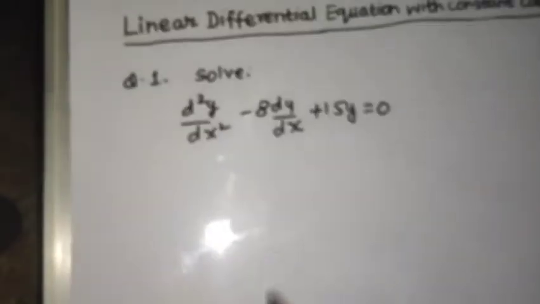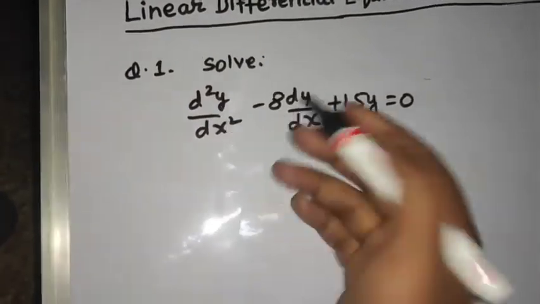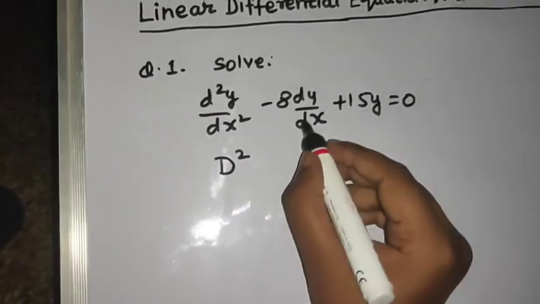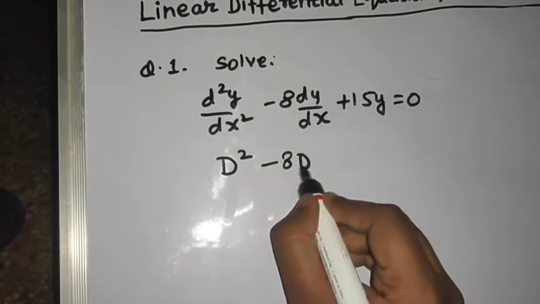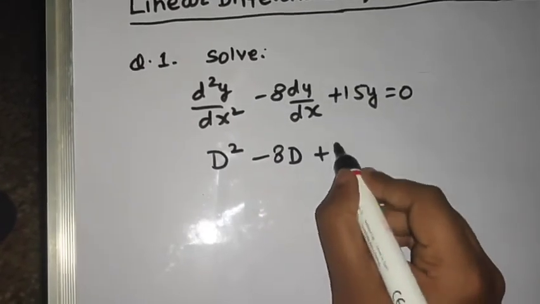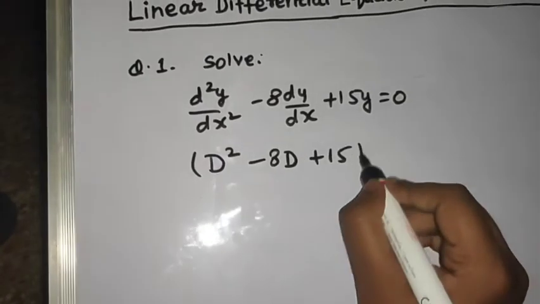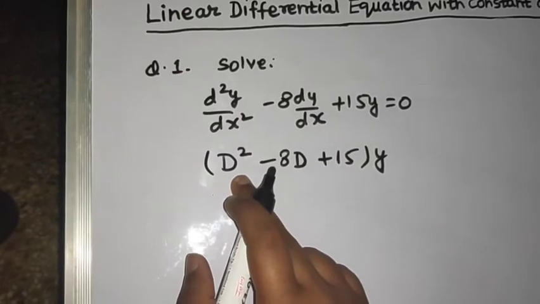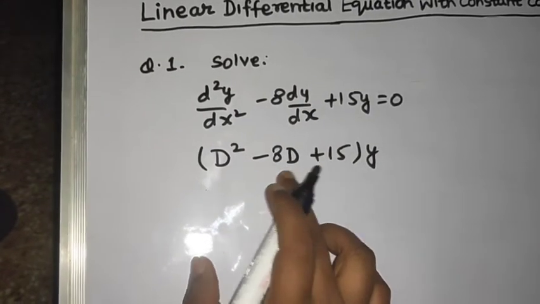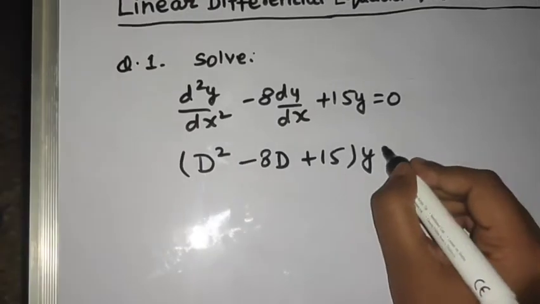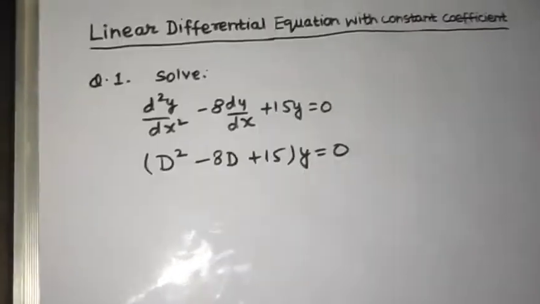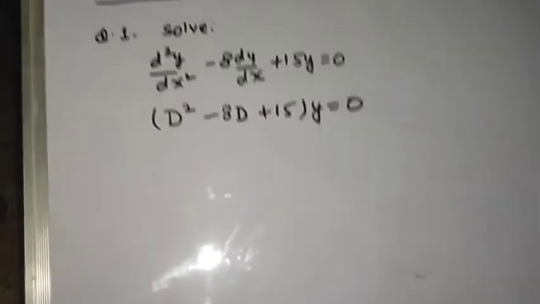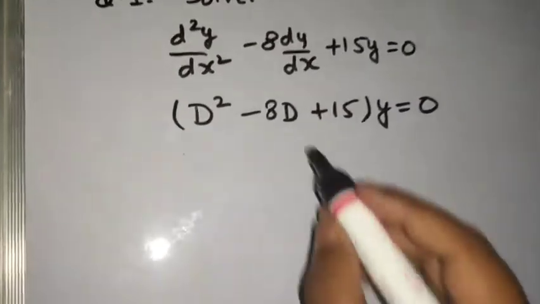What was the first step? Replace this in the form of d. So this will be d2, this will be minus 8 times d, and from here you only take the constant and common y. So this y gets multiplied with this. You will get d2y by dx square minus 8 dy by dx plus 15y equals 0. The second step was to convert this function of d into a function of m.